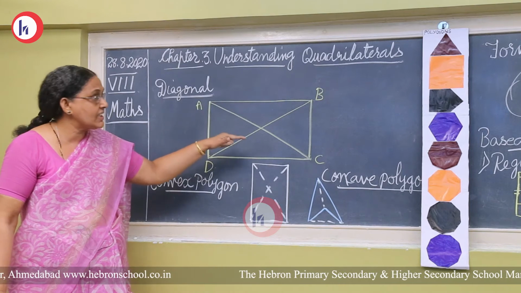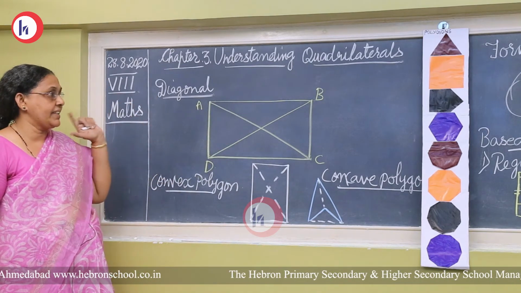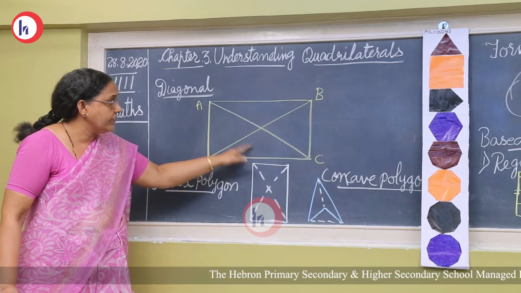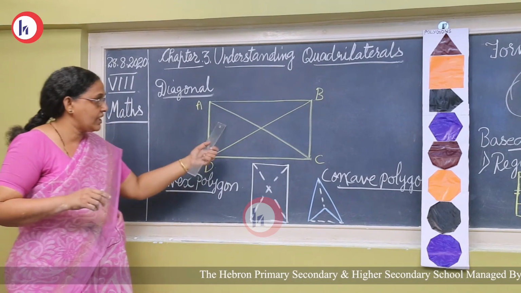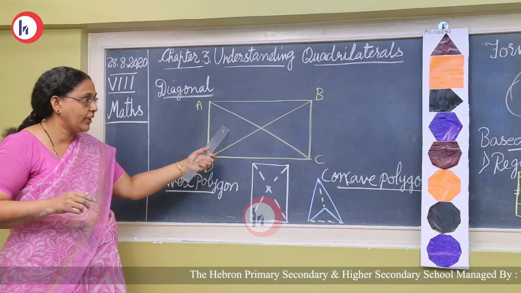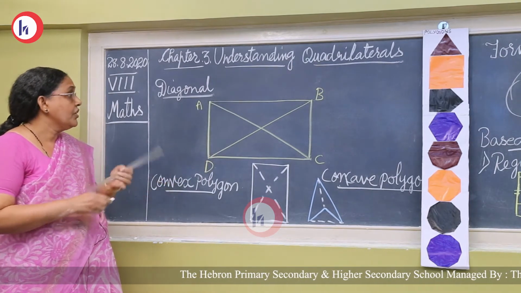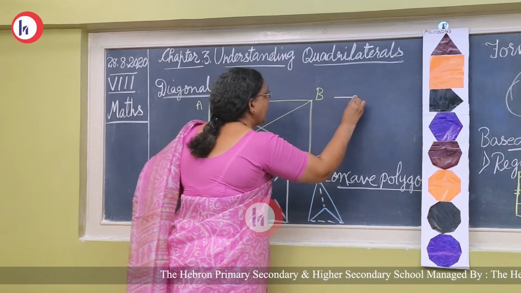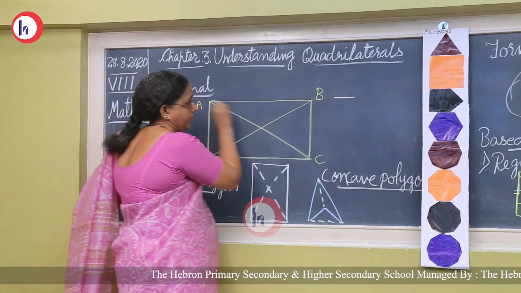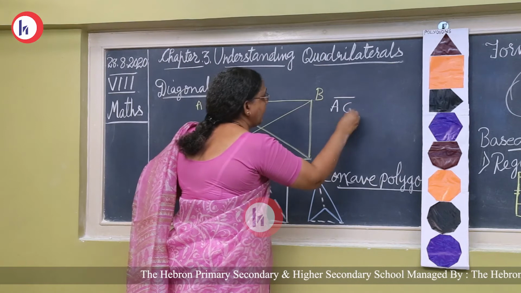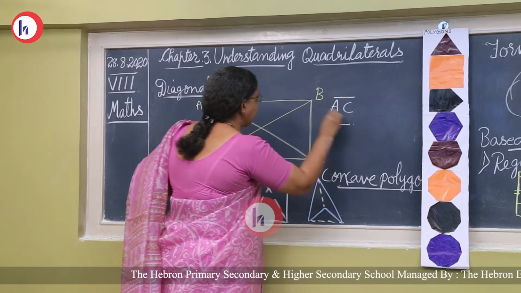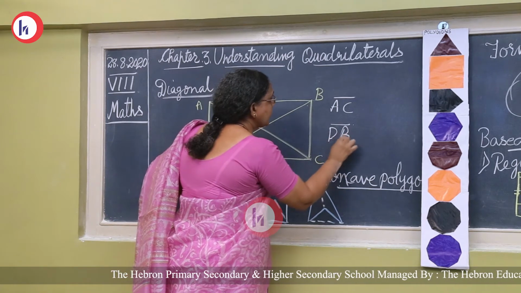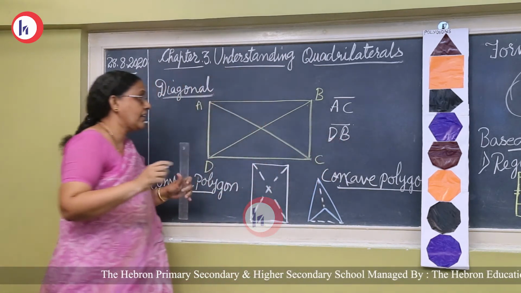Vertex plural is vertices. Then we get a line segment, and that we call a diagonal of the given figure. Here it is a quadrilateral, and it is also known as a polygon. In this we can get the 2 diagonals: line segment AC and line segment DB, both of which we call diagonals of the given figure.